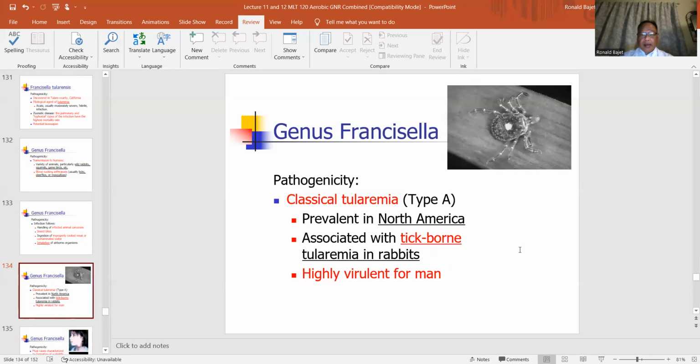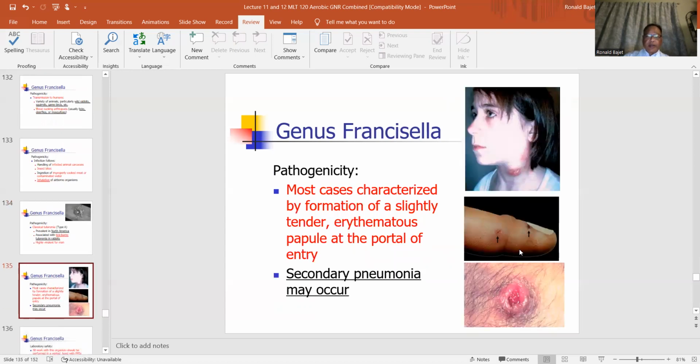Classic tularemia is associated with tick-borne transmission. It's highly virulent in man. That's why it's a pretty significant bioweapon. Most cases are characterized by formation of a slightly tender erythematous papule at the portal of entry, just like these images here. And I think that girl has it on her neck.